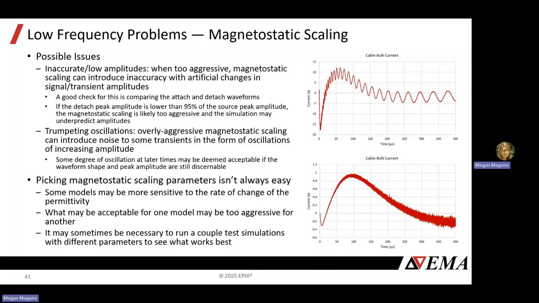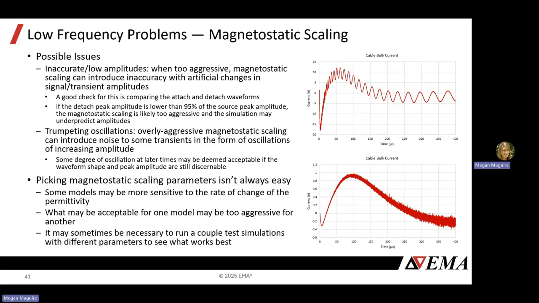inaccurate or low amplitudes. If you're too aggressive with your magnetostatic scaling, you can artificially change the amplitude of your signals. One way to check for this is looking at your attach and detach waveforms, say for lightning. If your detached waveform is a lower amplitude by, say, 95% of your source, your magnetostatic scaling is probably too aggressive, so you'll want to ease back on that.